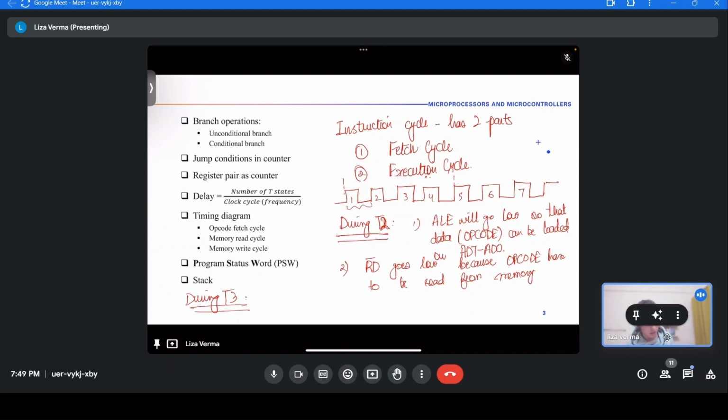During T3, your data will remain on this lower order address-data bus only. Data remains on AD7 to AD0. And this time is used, since now we have fetched the opcode, for it to be decoded.